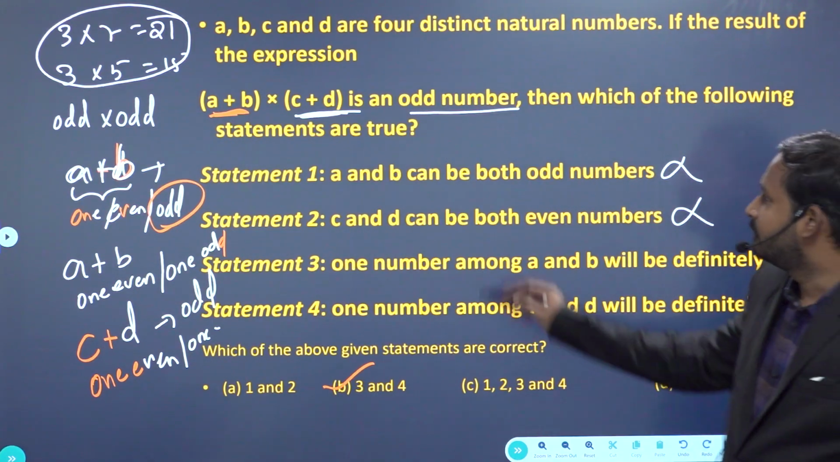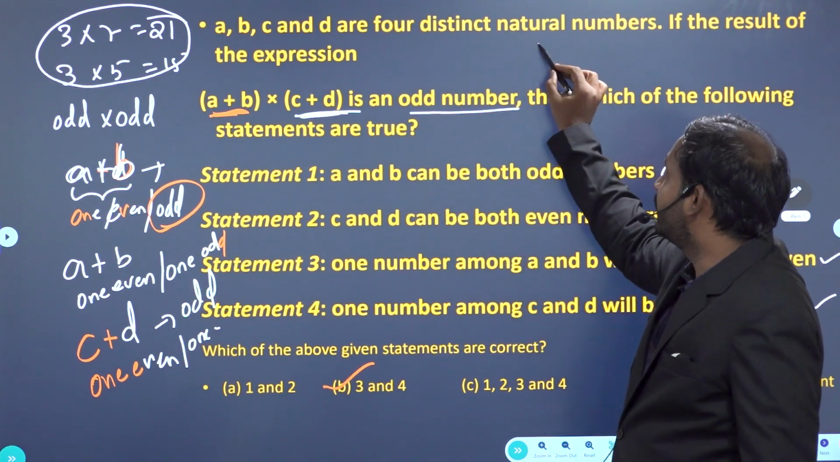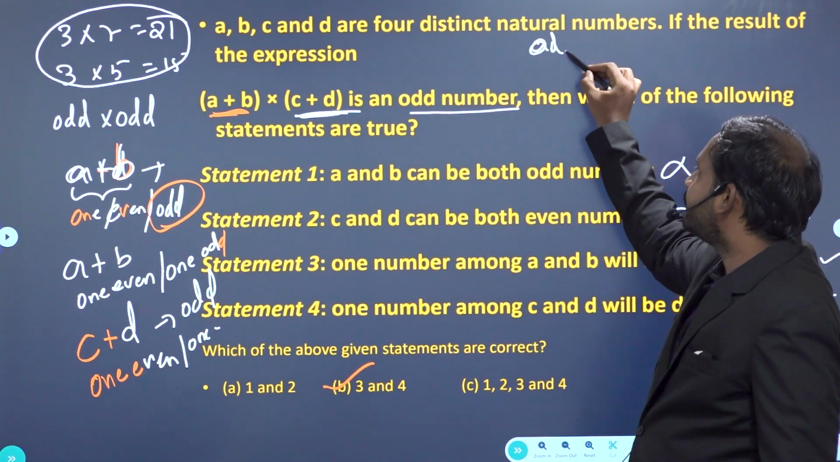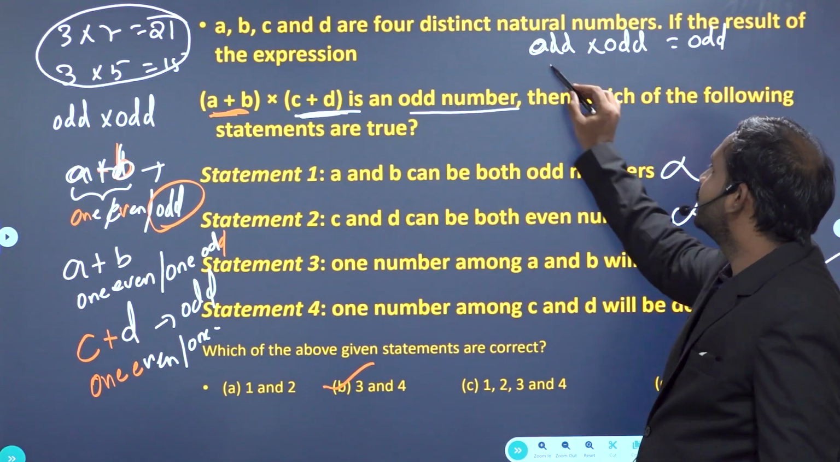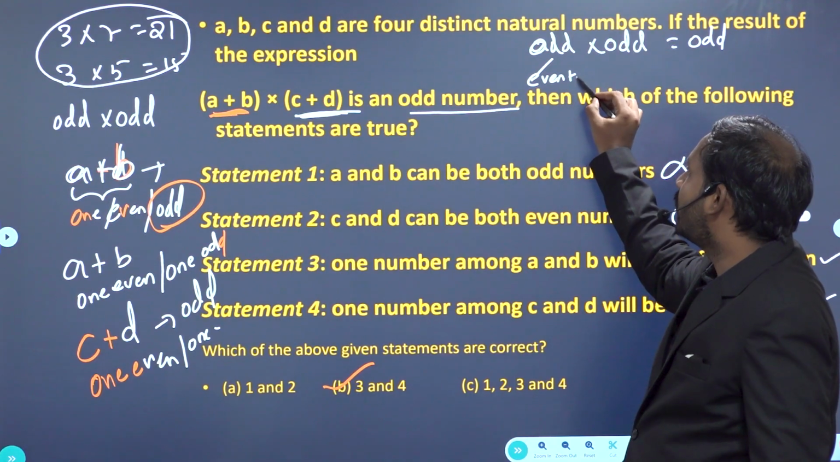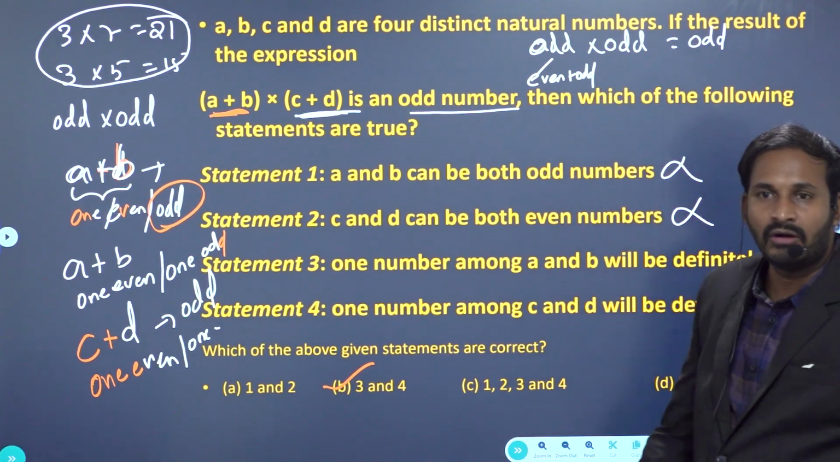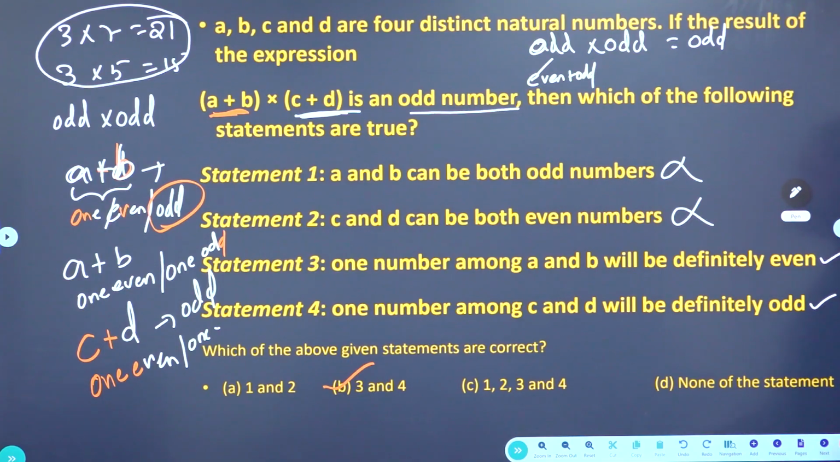Okay, understood? We should know this logic. When we multiply an odd with an odd, only then we will get the result as an odd. When you add an even with an odd, only then we will get an odd as a result.